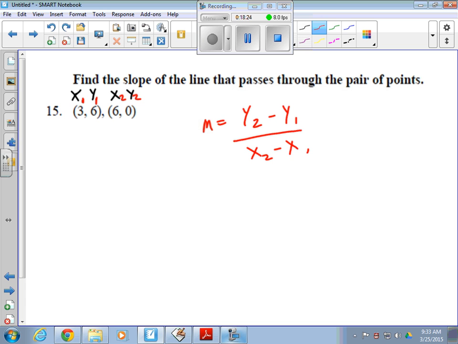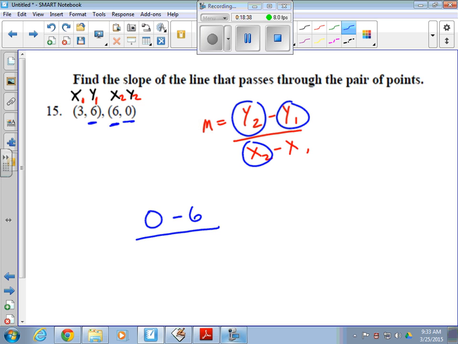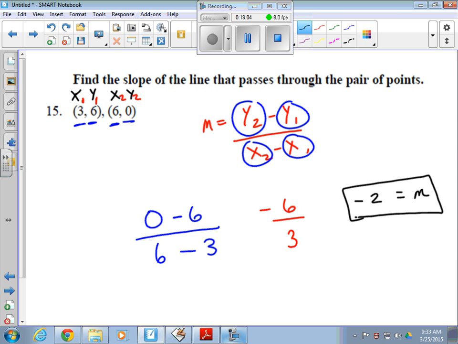It's fine. Most of us, when we see this, y sub 2's value is the one that comes up first, is 0, minus y sub 1's value is next. That's this one. Over x sub 2's value is 6, minus x sub 1's value is 3. 0 minus 6 is negative 6. 6 minus 3 is 3. Simplify this. The number 3 goes into both. It goes into 6, negative 2 times, and it goes into 3 one time. So your slope value, you don't need to write something over 1. Your slope value is negative 2 for these 2 points.